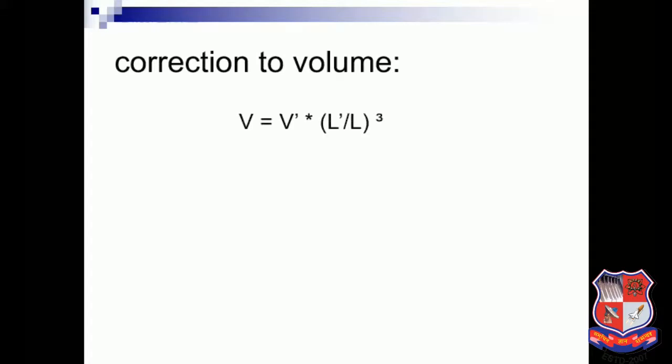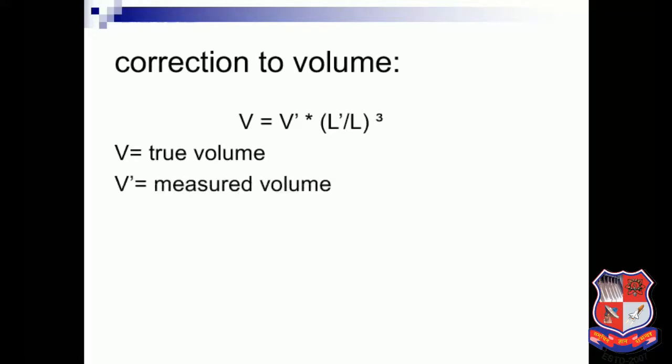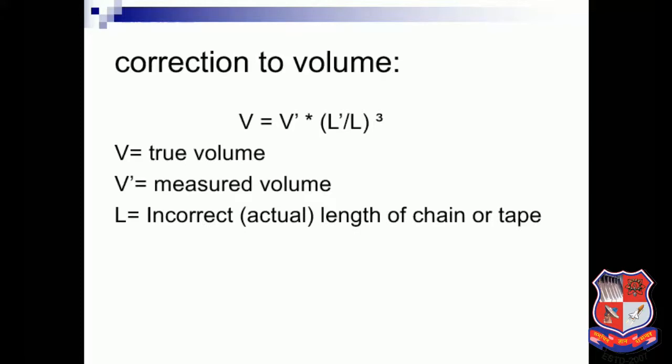Now correction in the volume. V is equal to V dash into L dash upon L, whole raised to 3, where V dash is equal to true volume, V is equal to measured volume, L is equal to incorrect or actual length of a chain or a tape, and L dash is equal to true length of a chain or a tape.